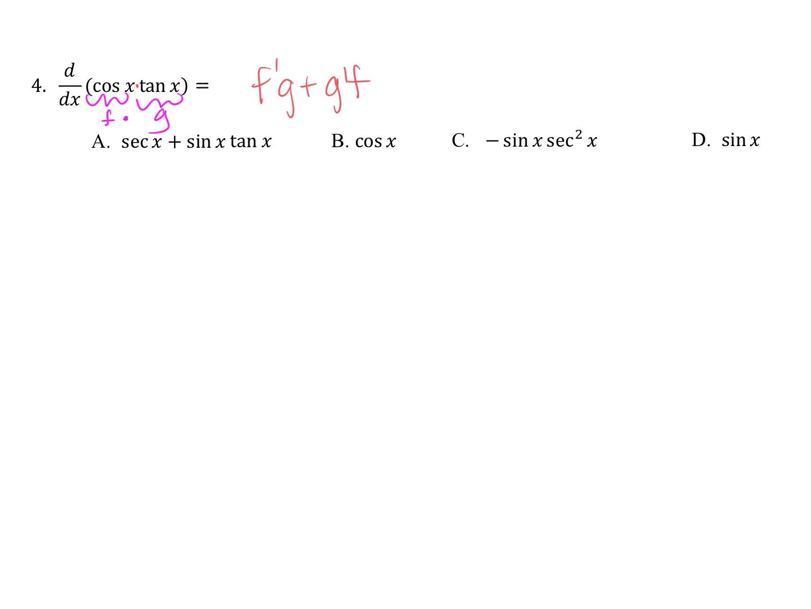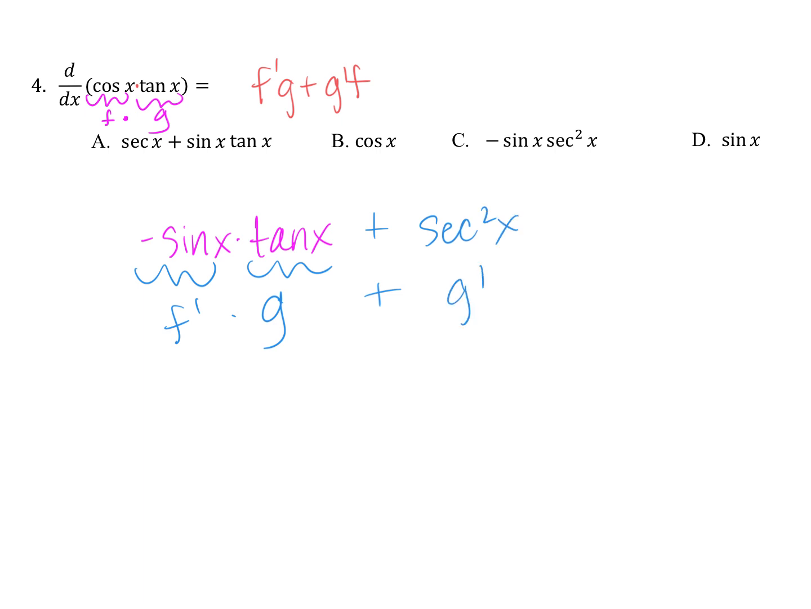Here we go, people. What would f be? What would f prime be? Negative sign. Thank you. That's f prime. I need g. Tangent. She just did f prime times g. Done. Plus f g prime. Say that again. Secant squared times f.